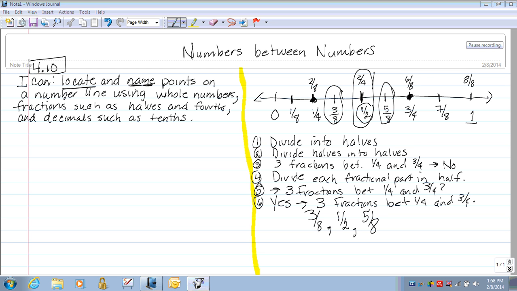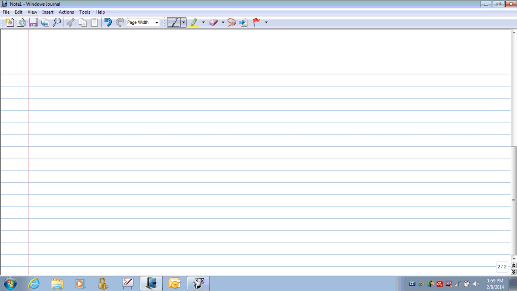If you go back to our I can statement to locate and name points on a number line, and we want to do it between fractions, we'll be able to do that. We located 3 fractional parts between 1/4 and 3/4, and they were 3/8, 1/2, and 5/8. Push pause. Can you keep dividing fractions into an infinite amount of fractions? Could I keep dividing this in half between 0 and 1/8 and 1/8 to 1/4? Yes, you can. There is an infinite number of fractions. Therefore, there is no greatest or least fraction or decimal on a number line. Push pause. Let's go to our first word problem.